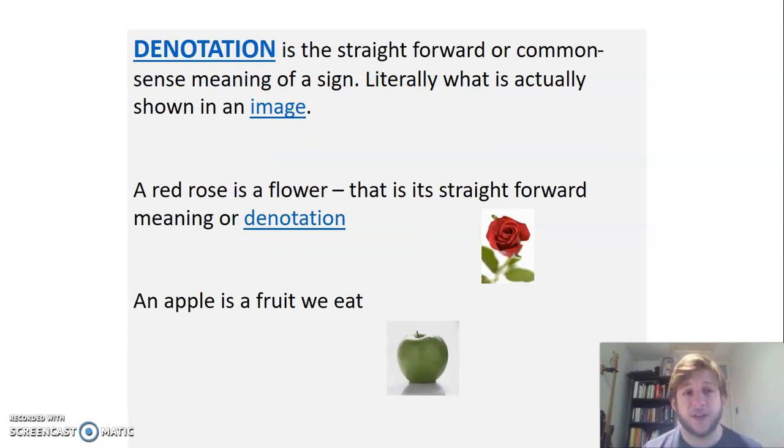Okay, so I will tell you, denotation is the straightforward, common sense meaning of a sign or an image. Literally, you're saying what is shown. So if you see a red rose, you can say that's a flower, it's a rose. That is denotation. Seeing an image of an apple, and you say, well, that's an apple, it's a fruit that we can eat, that is denotation. Very, very simple. Denotation just means you are saying what it is. Simple.